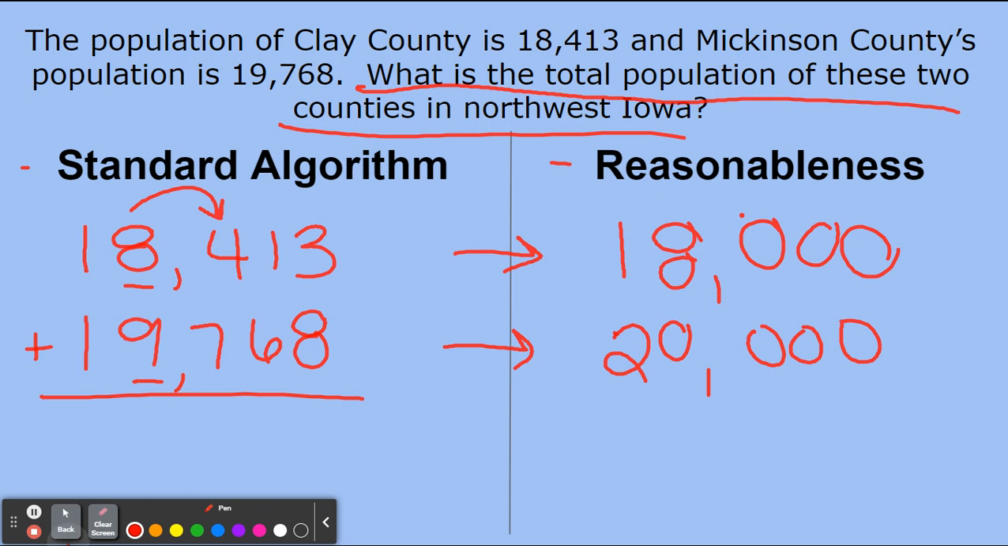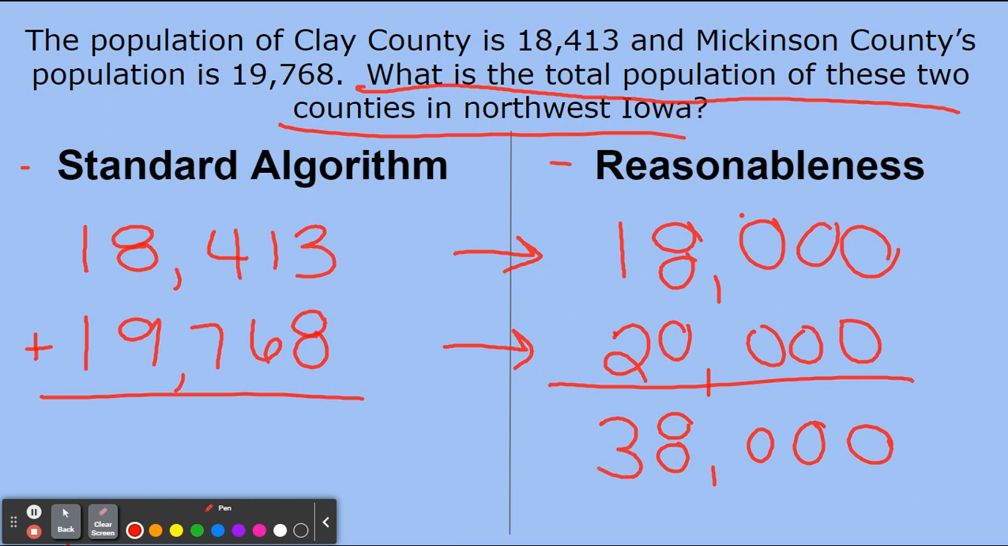So these over here on the left are your actual numbers, exact populations. But I could say for Clay County, they have about 18,000 people. And then in Mickinson County, they've got about 20,000 in their population. So if I want to find the total, I'm just going to add those up. So 0, 0, 0, comma, 8, and 3. So their total population is about 38,000.